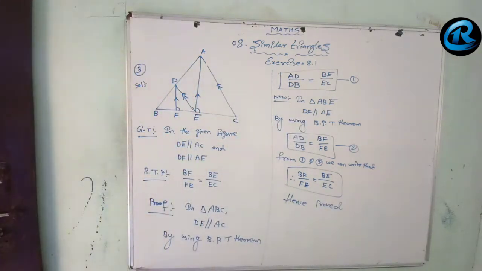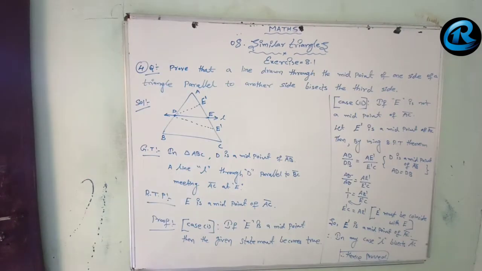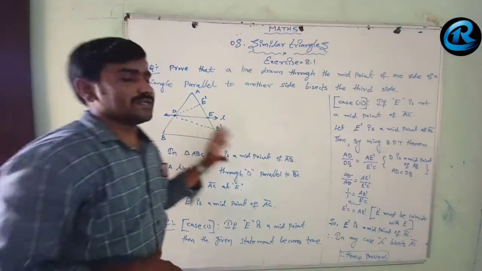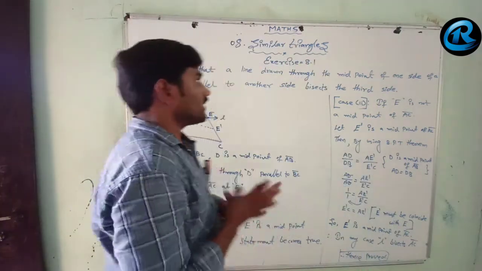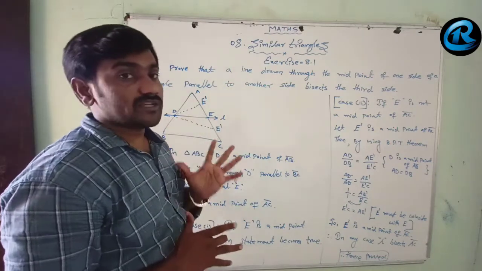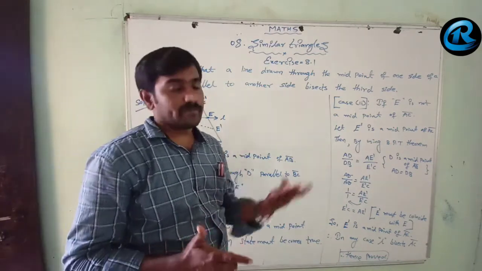So I hope you understood. This is a very small problem. Now we go for the fourth question, and the solution has also been written here clearly to make you understand, because the fourth and fifth questions are based on the BPT theorem and the converse of the BPT theorem.